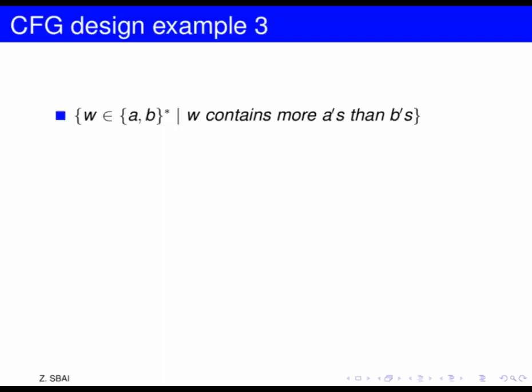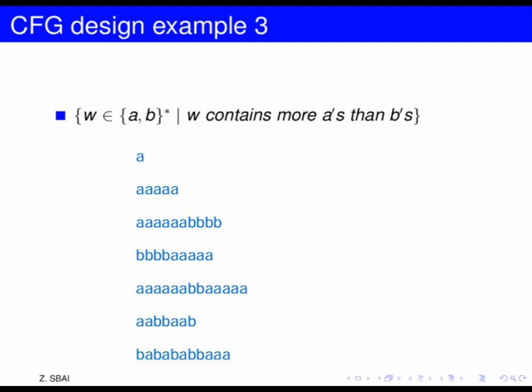Hello, this is another exercise where we are asked to design a context-free grammar for a language. This language is the set of strings composed of the letters A and B, for which there are more A's than B's. For example, we will accept just one A, or multiple A's without any B.